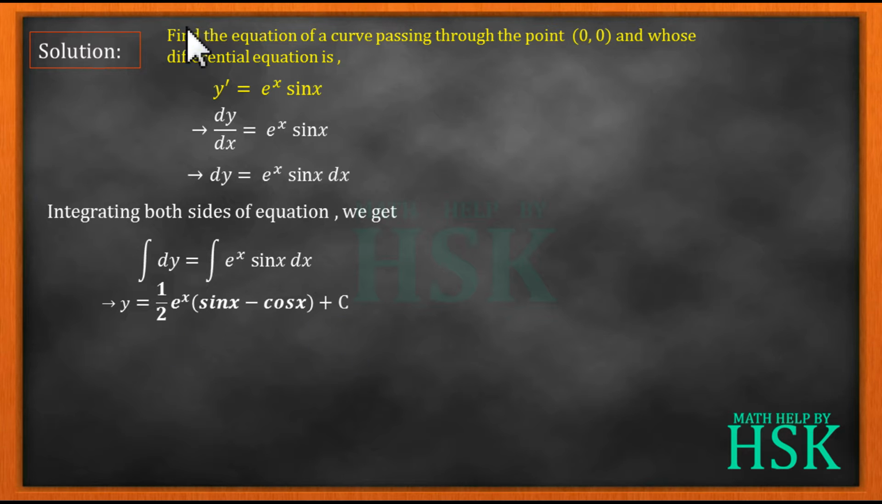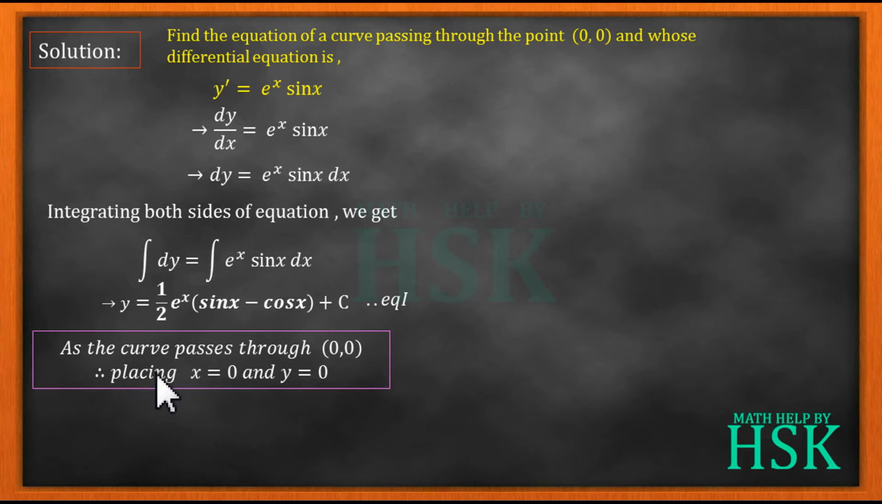Now the question said that we have to find the equation of the curve. So this is the general equation of the curve. Now if we have to find the equation of the curve passing through the point (0, 0), this means we have to find a particular solution for the given differential equation. So we are going to apply the condition. For that I mark this as equation number 1, and as the curve passes through origin, I place x is equal to 0 and y is equal to 0 in equation number 1.